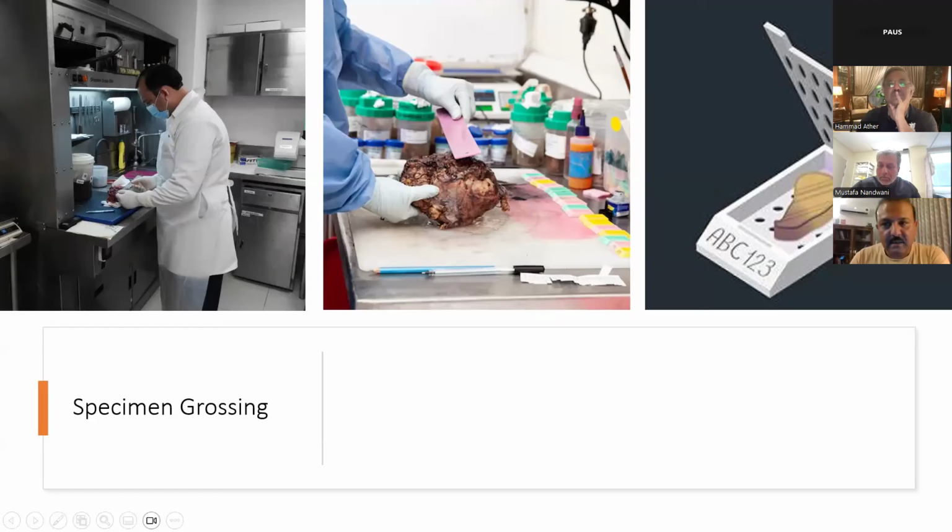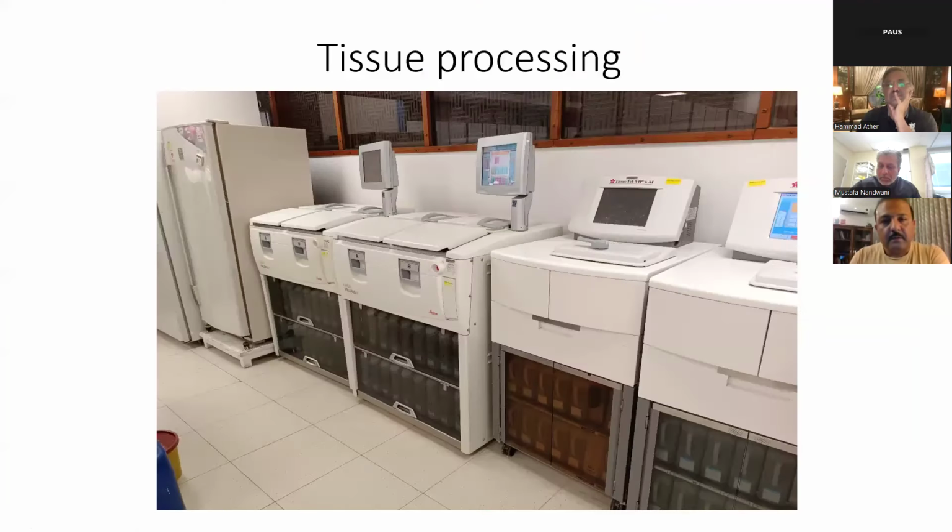Once these cassettes are made, they are marked with the patient's true IDs, and then they are put in these processors overnight. We have different kinds of processors. The shortest processing time is for the renal transplant biopsy, 5 to 6 hours. For the routine cases, we have a 12 to 16 hour processing.